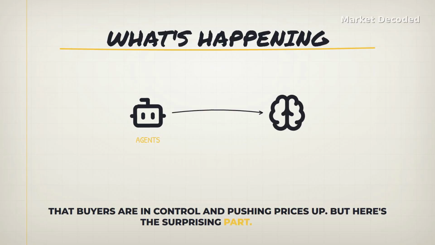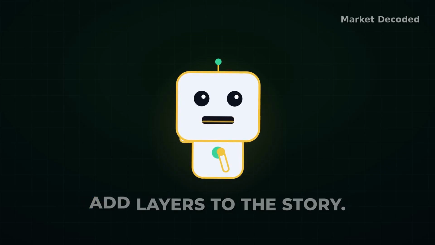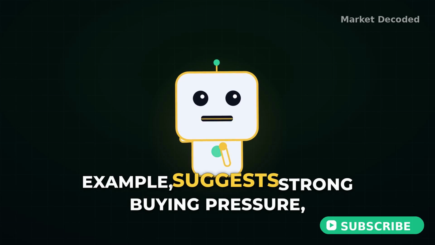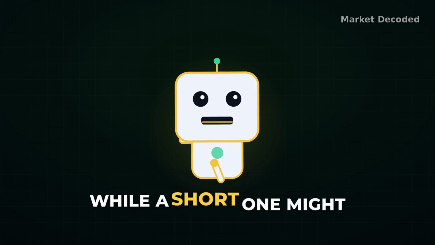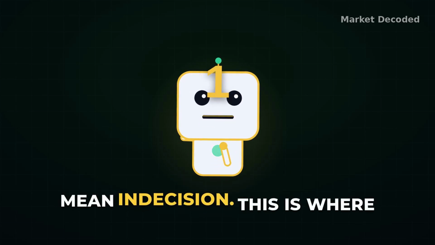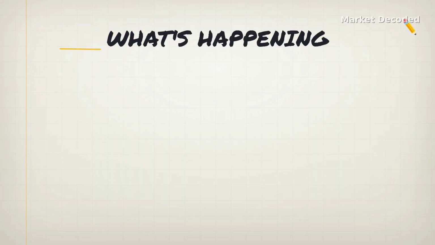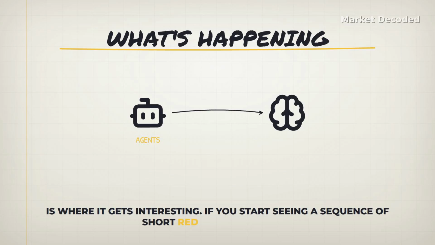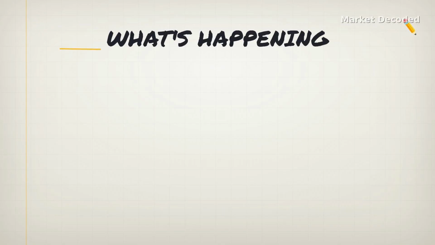But here's the surprising part. It's not just about whether the candles are green or red. The length and shape of the candles add layers to the story. A long green candle, for example, suggests strong buying pressure, while a short one might mean indecision. This is where it gets interesting. If you start seeing a sequence of short red candles after a long green one, it might indicate that the party is winding down. Sellers could be gaining strength, hinting at a potential reversal.